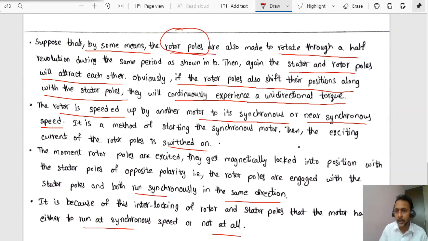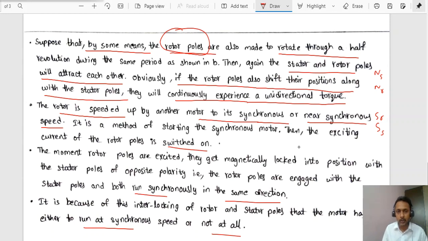That means at a time, the north pole of the stator and the north pole of the rotor will be at the same position, and similarly the south pole of the stator and the south pole of the rotor will be at the same position. Then what happens? They will experience an attracting force, and the torque will be unidirectional. Torque will be produced.